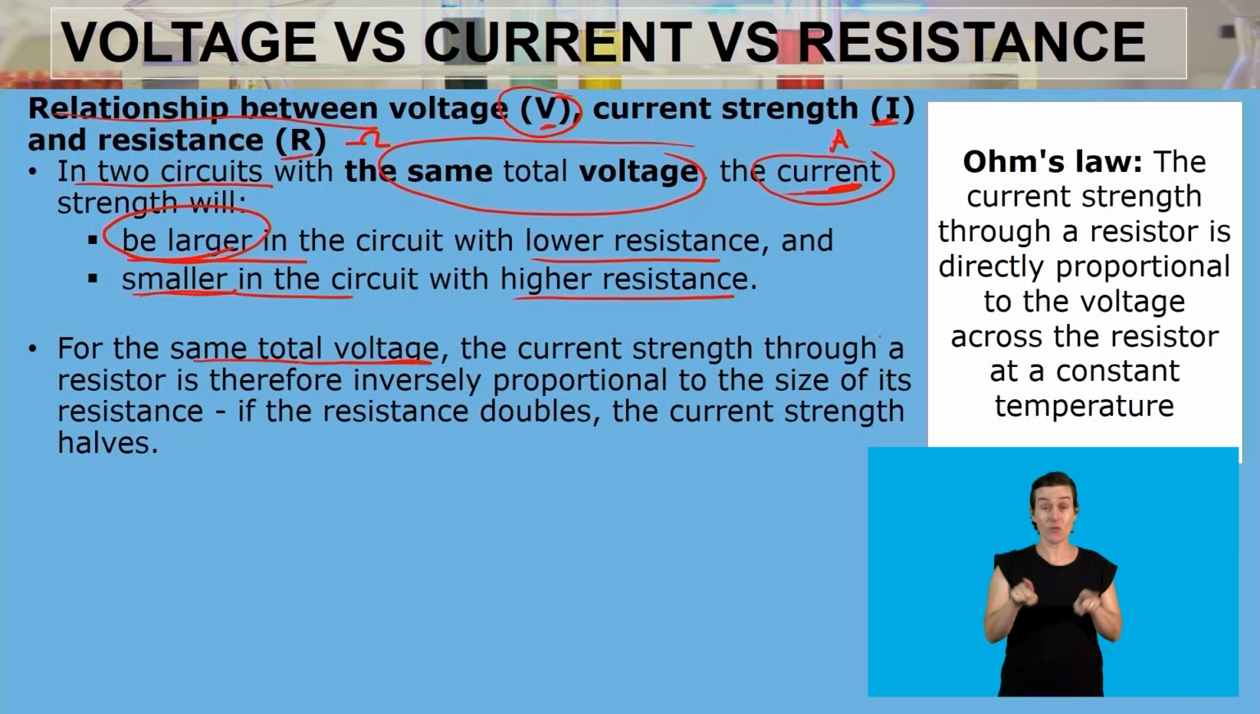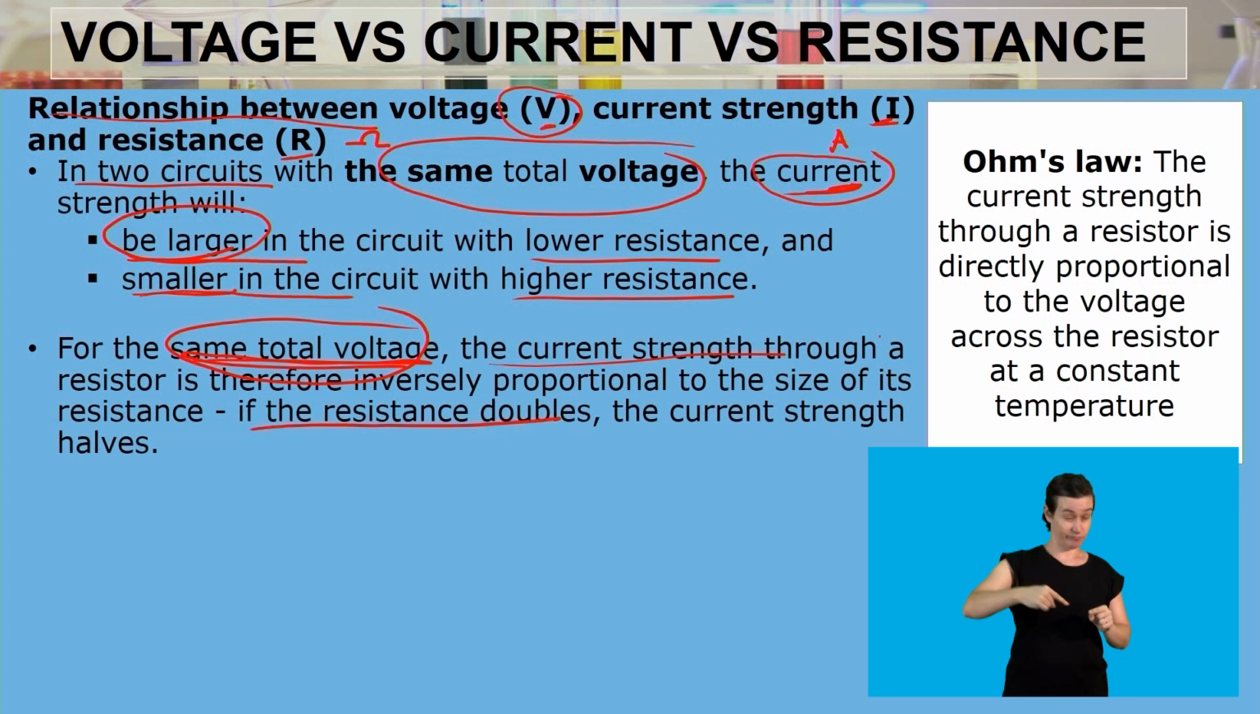Furthermore, for the same total voltage, the current strength through a resistor is inversely proportional to the size of its resistance. So the relationship between the current and the resistance is inversely proportional, provided that the voltage remains the same. If the resistance doubles, the current strength is going to be halved. When one increases, the other must decrease proportionally. Hence, we're saying that the relationship between the two is inversely proportional.